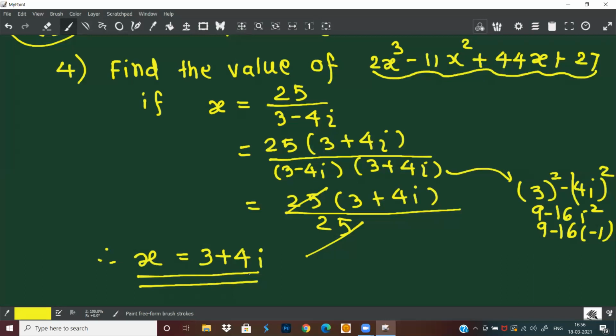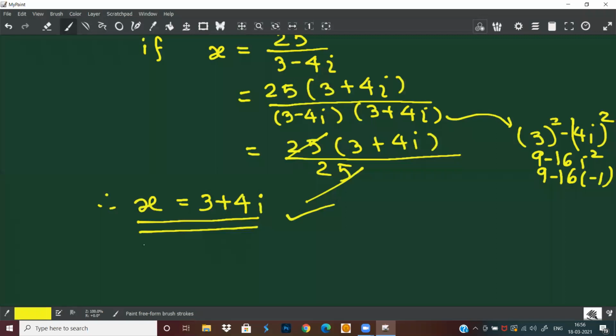Yes, Rutuja. I got the value of x. I simplified it. Instead of 25 upon 3 minus 4i, I just got 3 plus 4i. Everybody clear? Now, sometimes they give such a simple thing, they give you this directly. You don't have to simplify also. In that case, what you do? Take real and real on one side, imaginary on the other side. x minus 3 is 4i.